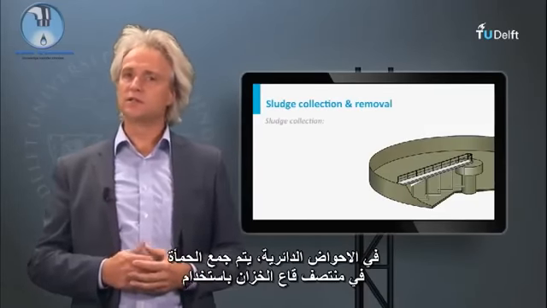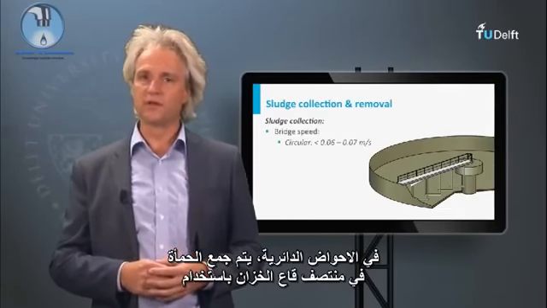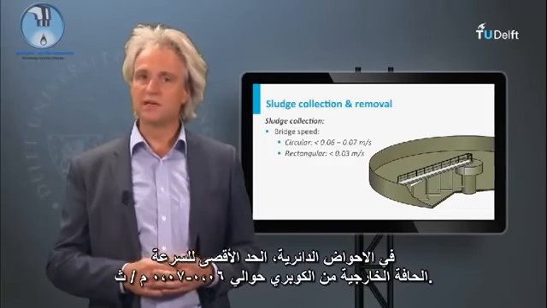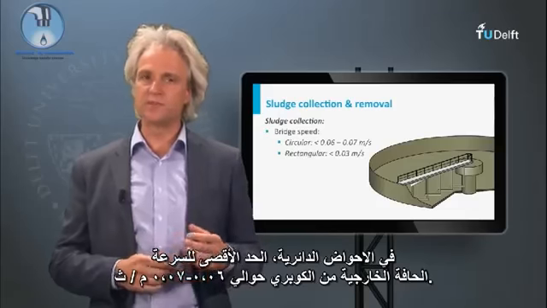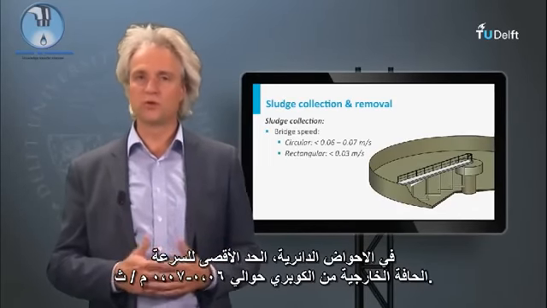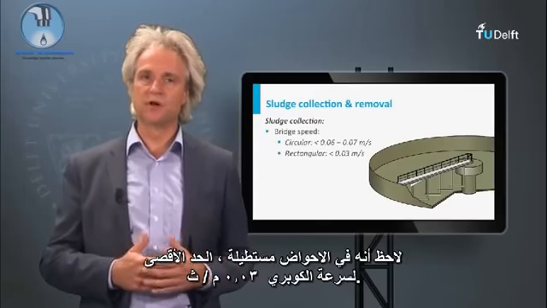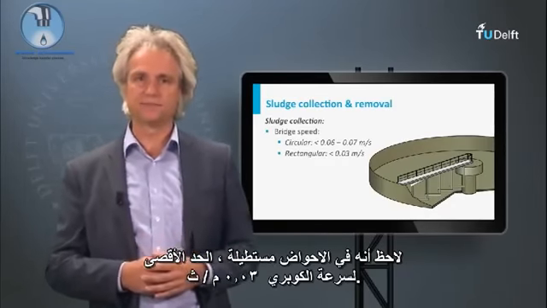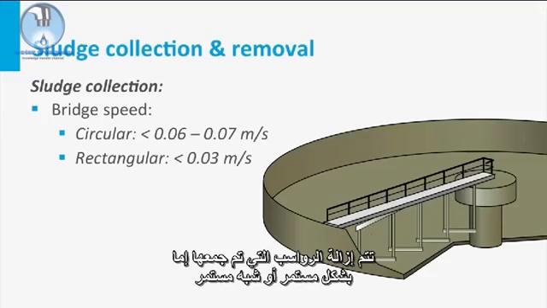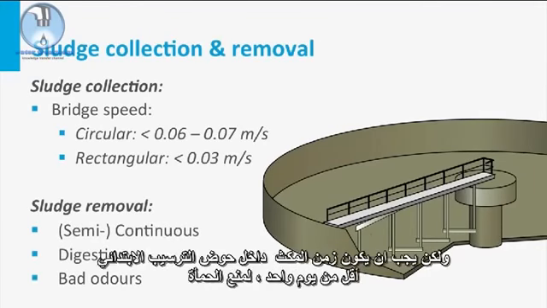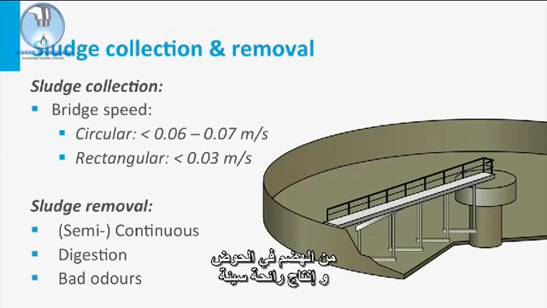In circular clarifiers, the sludge is collected in the bottom core of the tank by using a rotating bridge, under which bottom scrapers are mounted. In circular tanks, the maximum speed of the outer edge of the bridge is about 0.06 to 0.07 meter per second. Note that in rectangular tanks, a maximum bridge speed of 0.03 meter per second is applied. The collected sludge is either removed continuously or semi-continuously, but retention times inside the primary clarifier should be less than 1 day. This is to prevent sludge digestion in the tank and the production of bad odor.